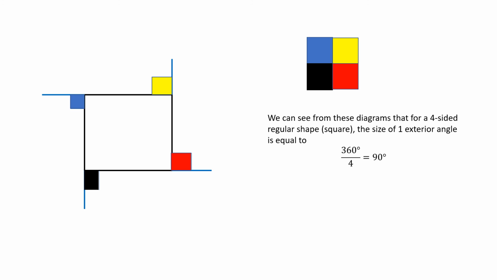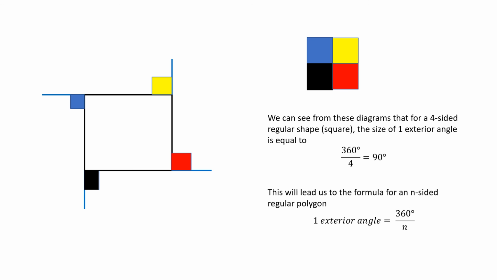Now, as you can see, if I take each of the exterior angles, I can join them together at a point, and we can see that those 4 angles add up to 360 degrees, and each angle is worth 90 degrees. Now, the generic formula for this is that one exterior angle is 360 degrees divided by n, where n is the number of sides.